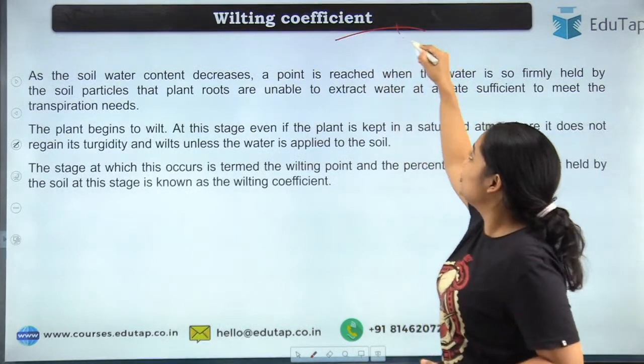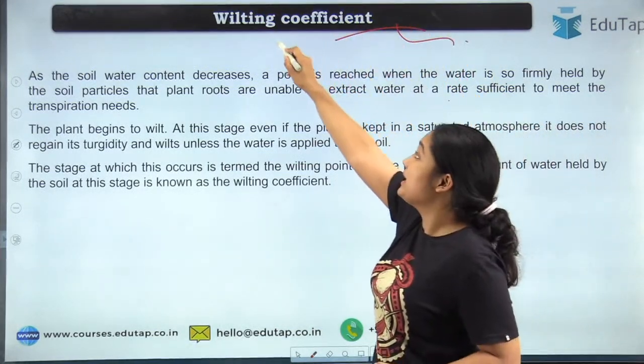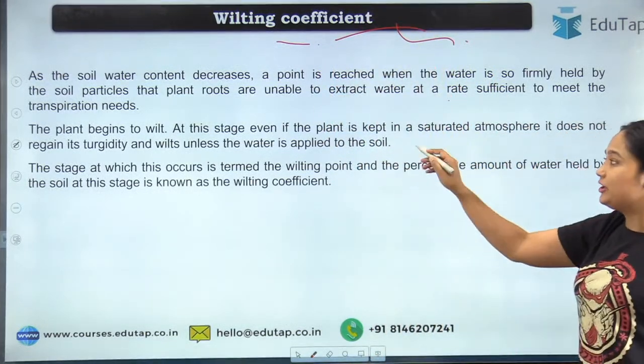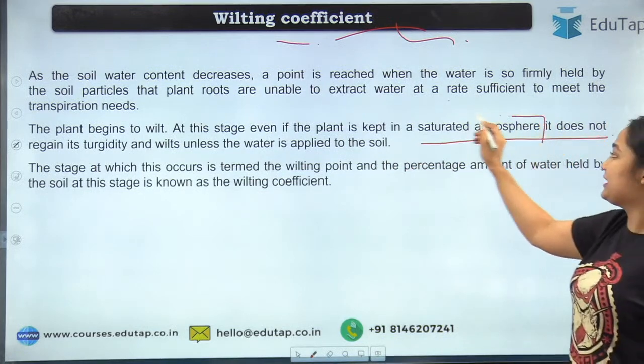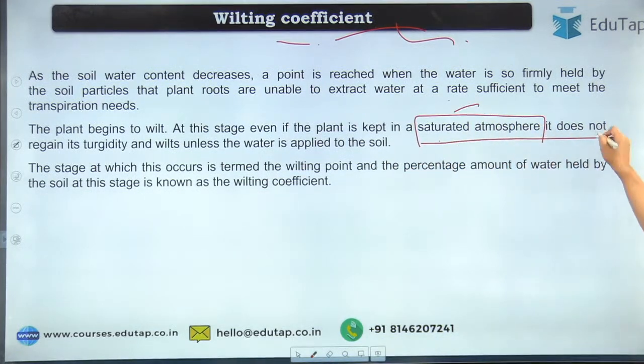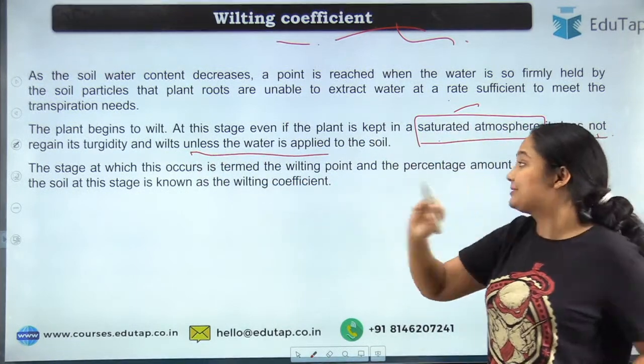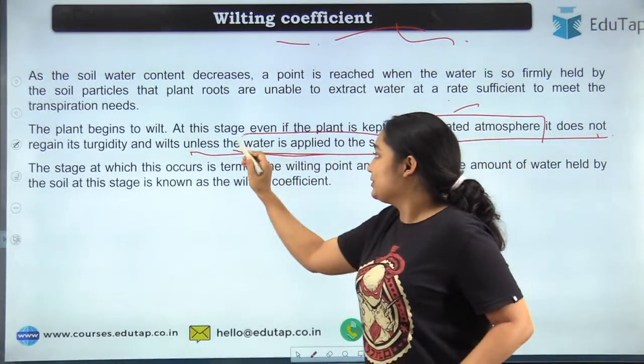Let's say you are not taking good care of your plant. In that case, what will happen? Your plant will start wilting. So in that condition, you thought that okay, I'll keep it in the saturated atmosphere. Okay. But the plant will not start regaining turgidity unless the water is applied to the soil.